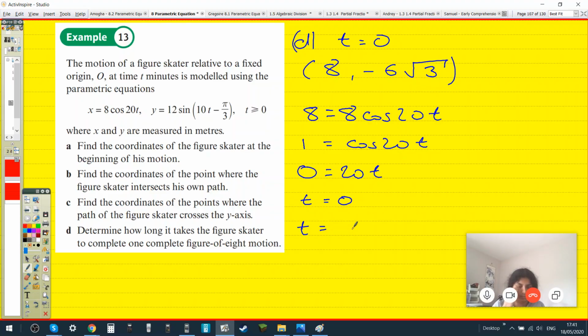And how did you get pi over 10? Because the other solution would be plus 360. Let's see, pi over 10. So 2 pi minus 0 is 2 pi, which is also equal to 20t. And so t would be equal to 2 pi over 20. So that's pi over 10. I think that's it. I think it's pi over 10.